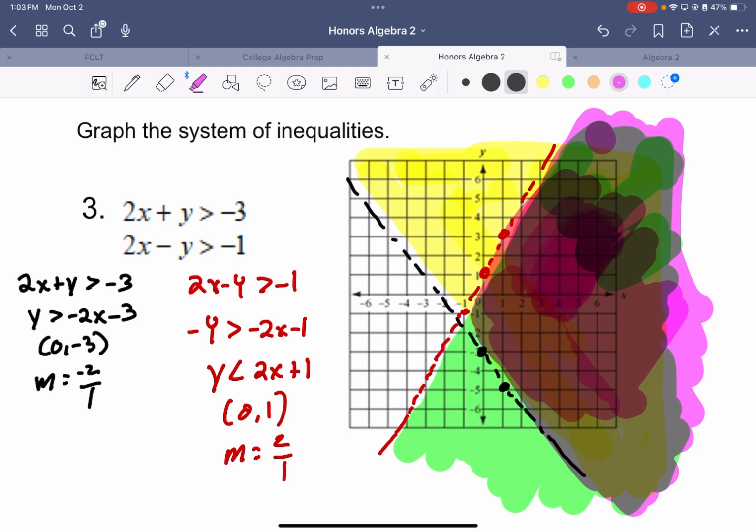Okay, so the first one, 2x plus y is greater than -3. I'll subtract 2x from both sides. Get a y-intercept of -3. Point at -3. Slope is -2 over 1. Dashed line, it's greater than, so you shade above. Second one, subtract 2x from both sides, and you have to divide by -1 or multiply by -1. Make sure you flip the sign. Y-intercept is at +1, and then slope is 2, so up 2 over 1. Again, dashed line. It's less than, so you shade below.